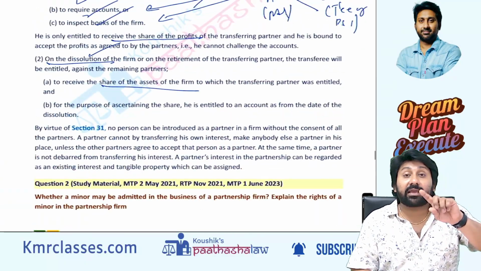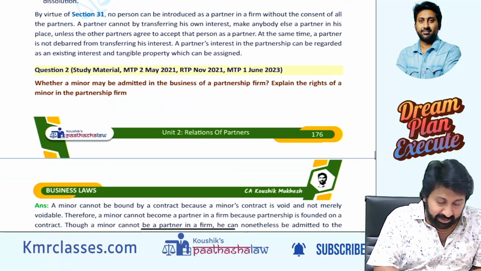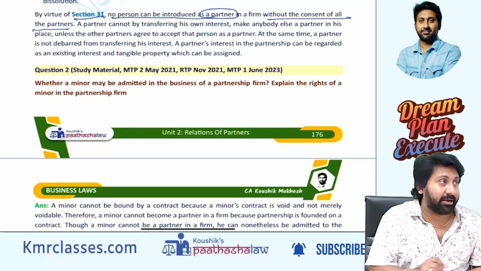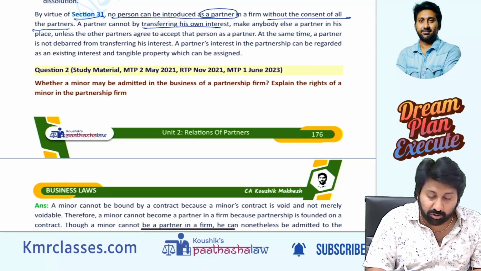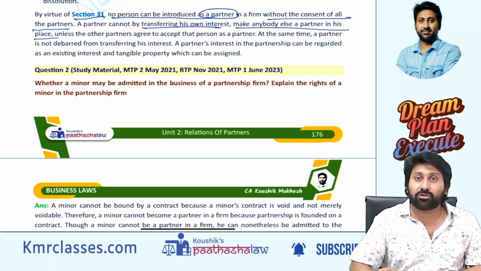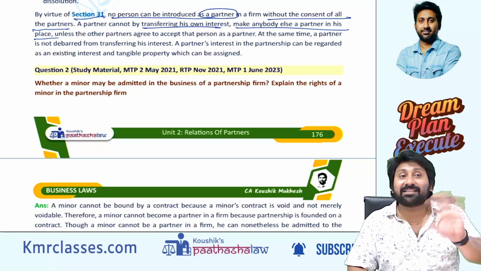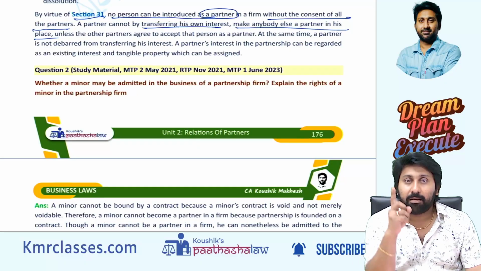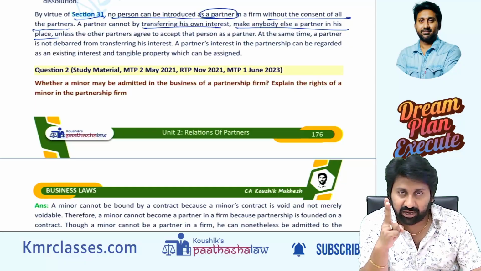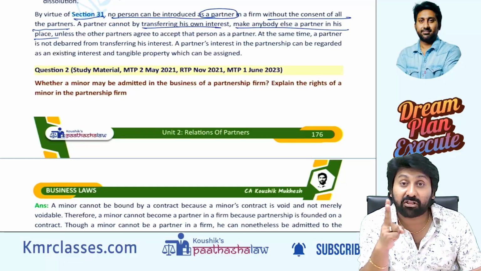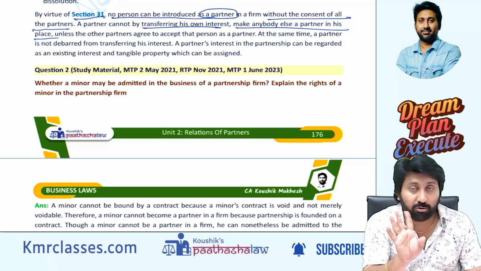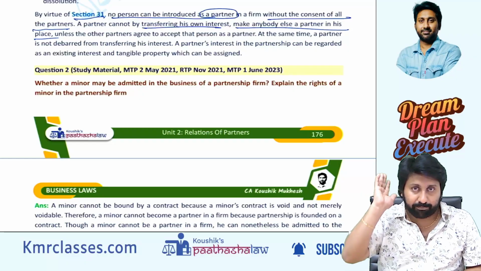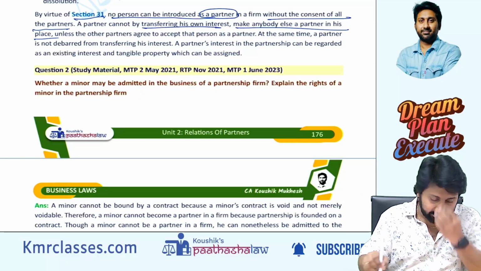Next. Can we directly transfer our share? No. Section 31 says that no person can be introduced as a partner without consent of all the partners. A partner cannot, by transferring his own interest, make anybody else a partner. So just because of transfer of partnership share, the other person will not become a partner, because in a partnership, one of the conditions, chapter number 1, partnership is an association of 2 or more persons. They enter into agreement. Without agreement of all other partners, you cannot bring a new partner inside. Therefore, transfer of interest will not result in transfer of partnership because partnership requires consent of all other partners.